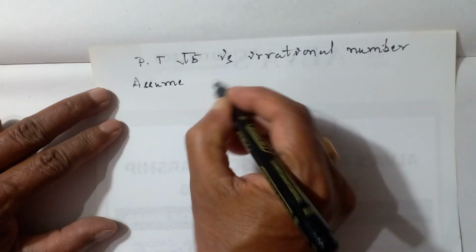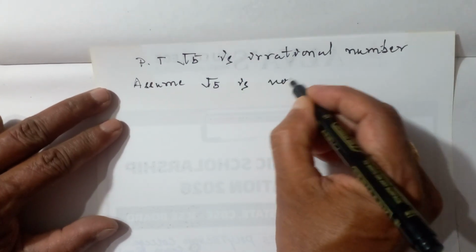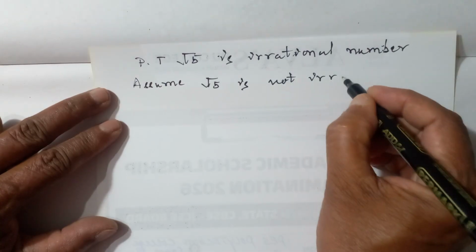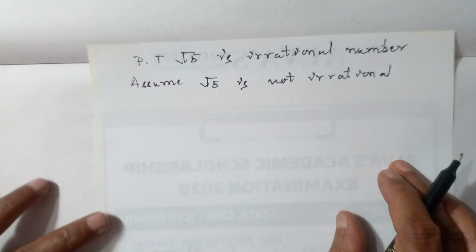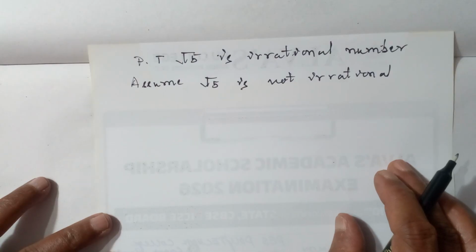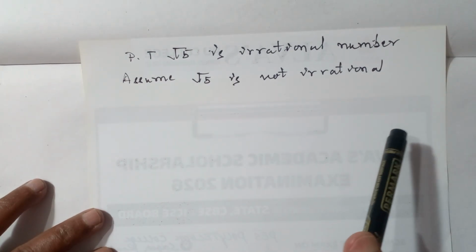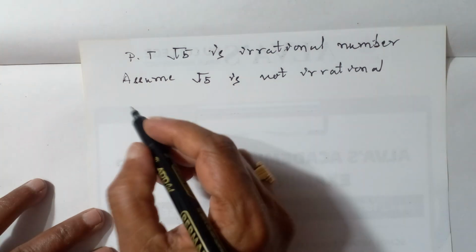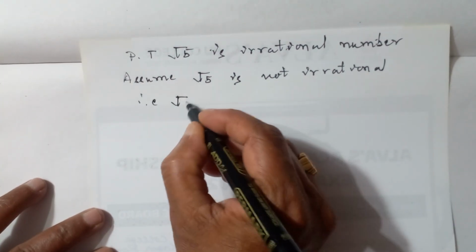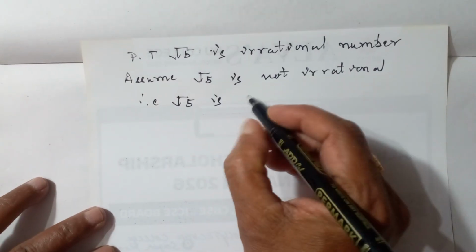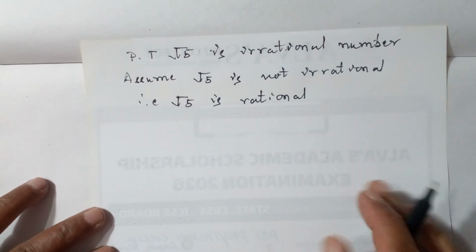Assume root 5 is not irrational. If it is not irrational, it should be what? Rational. The simple concept: if it is not a pen, it should be the chalk piece or the pencil, like that. That is, root 5 is a rational number.